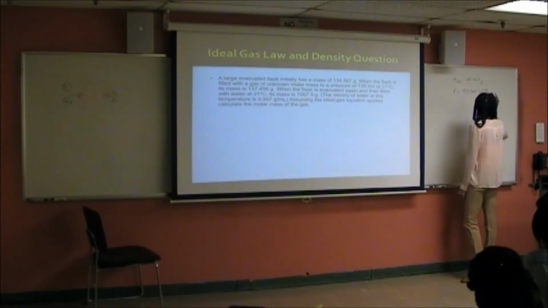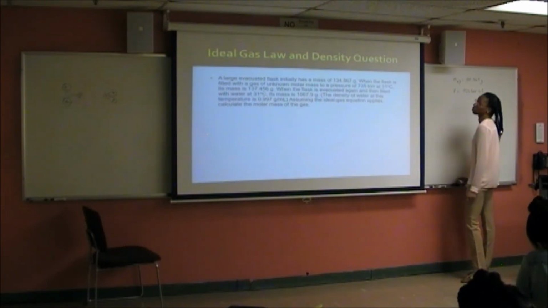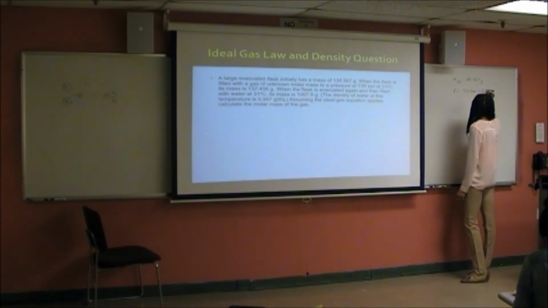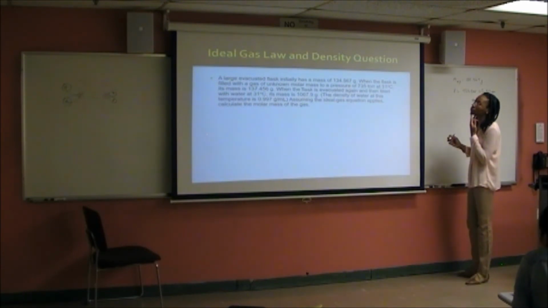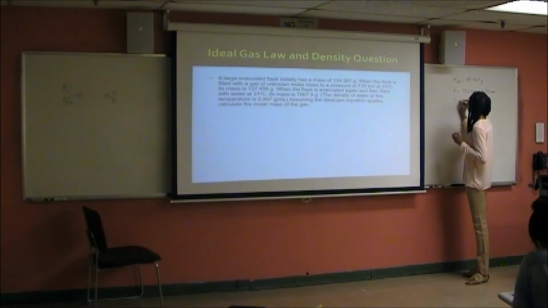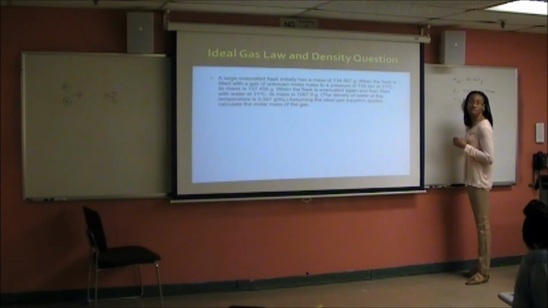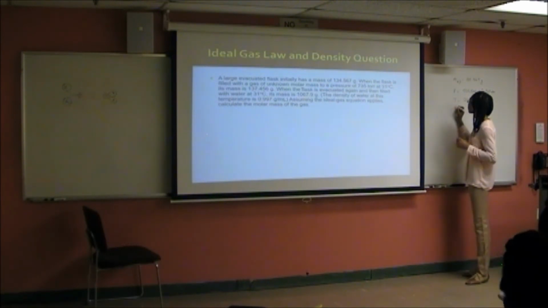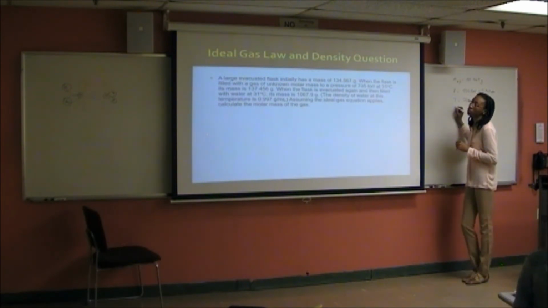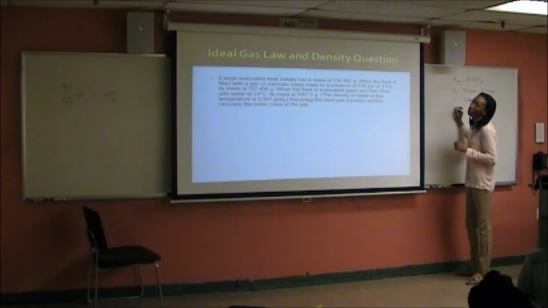Give me three significant figures, please. 0.967 atm. What else is given? Temperature, 31 degrees Celsius, which is 304 Kelvin. What else is given? The mass of the gas.